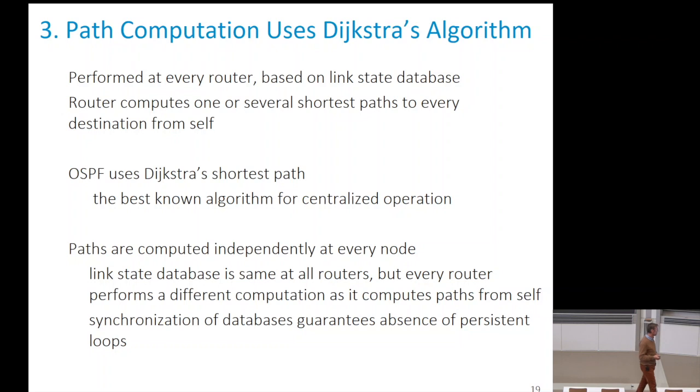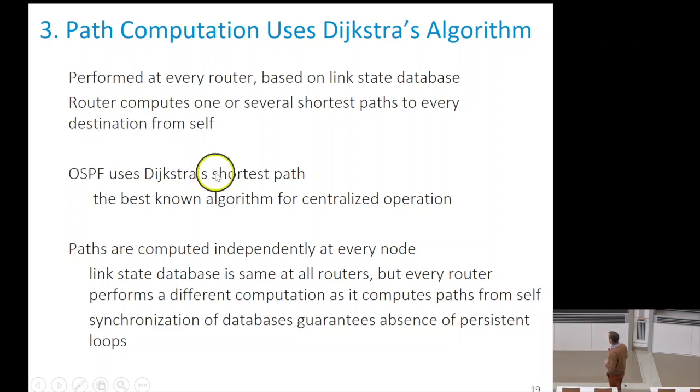Now, having acquired a topology database, the main interest of all this is to be able to compute paths toward destinations. By default, OSPF, like distance vector routing protocols, computes shortest paths from everywhere to everywhere. It's performed at every router based on the link state database. So every router computes the shortest path from self to everywhere. All routers have the same topology database, but since routers compute the path from self, they compute different paths on the same topology database, because the shortest path from me to you is not the same as from him to you.